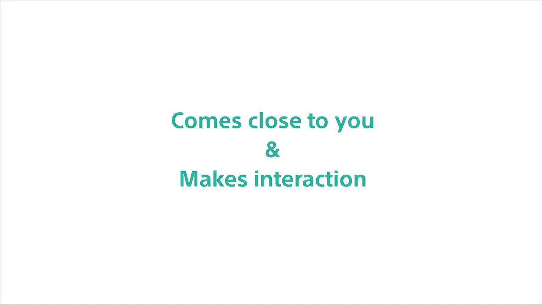The differentiation of AIBO from any other robot is that it can move fast, it can run, and it can seek and find your face, and AIBO can move close to you automatically.